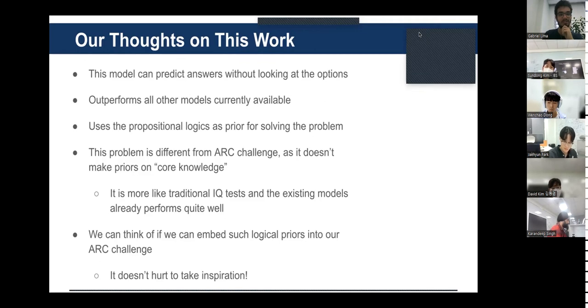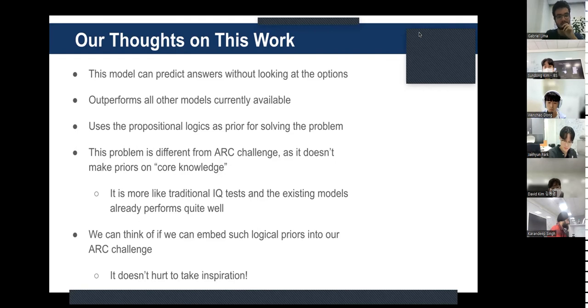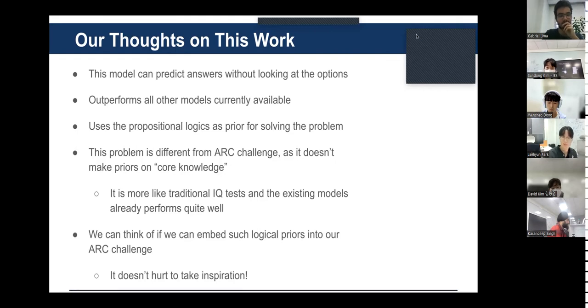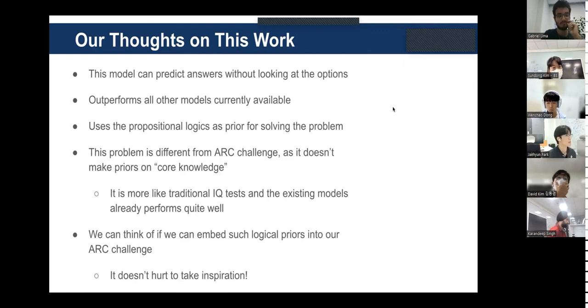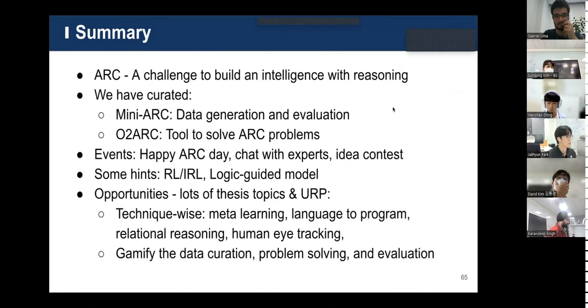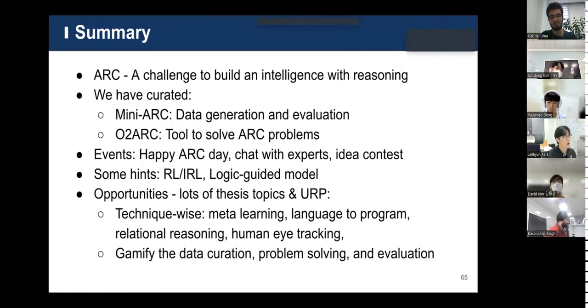Any other questions or comments? All right. Then let me summarize our talk. So ARC is a challenge to build an intelligence with reasoning. Although we are focusing on small steps at this point, we aim to develop an intelligence which can learn to learn. And during the past month, we have successfully created two things.